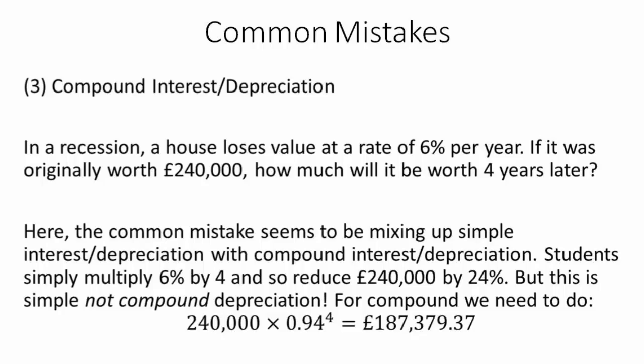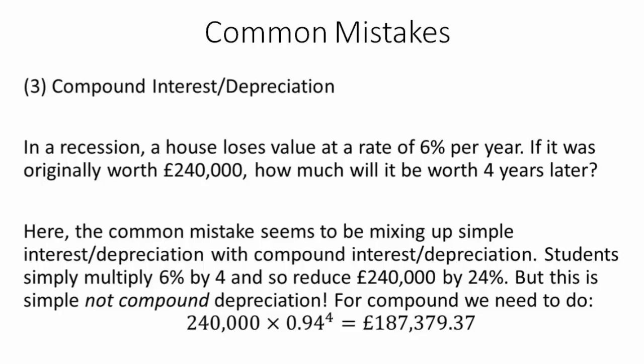Now, the common mistake seems to be assuming that this is simple interest, not compound interest. What a student does is multiply the 6% by 4, coming up with a figure of 24%, and then starts to reduce 240,000 by 24%. But that is not compound depreciation, because it's losing 6% year on year. So when it loses 6% of 240,000, it loses more value in that first year than in the next year, because the next year it's worth less.